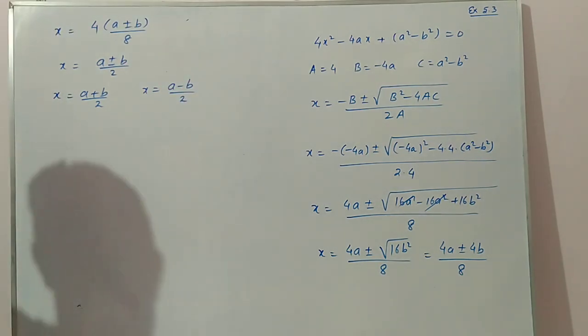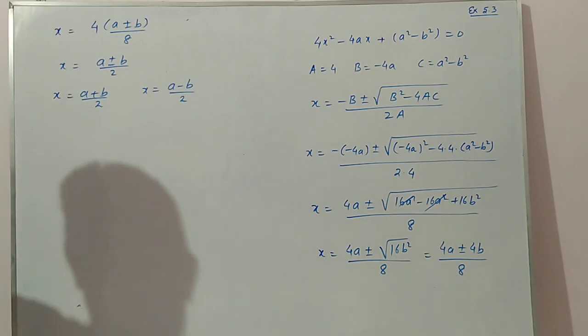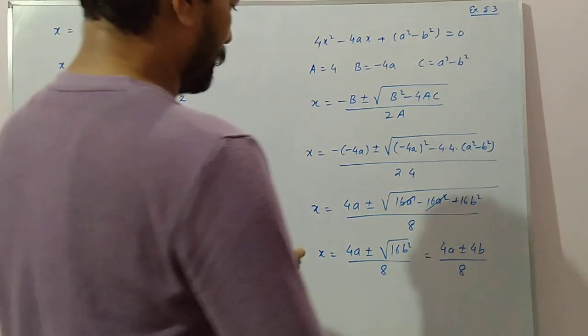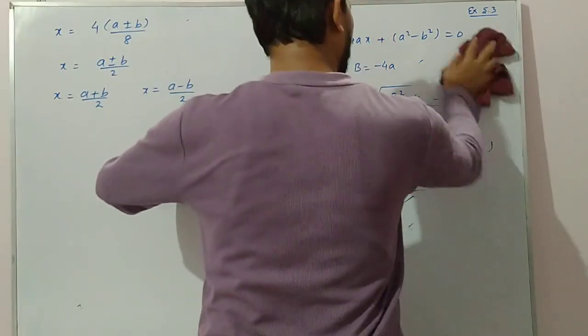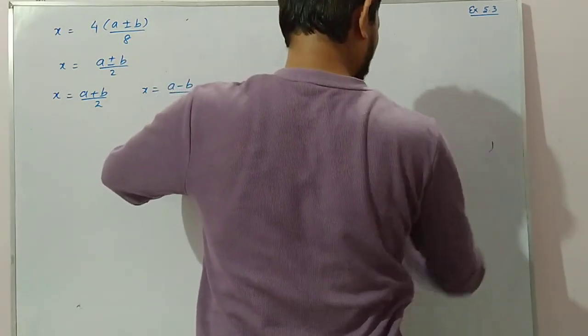Rest all is in quadratic form only. So next we will do question number 8. Question number 8 is very much important. In ICSE exam it is coming of 3 marks. Okay, a 3 marks question is coming from question number 8.